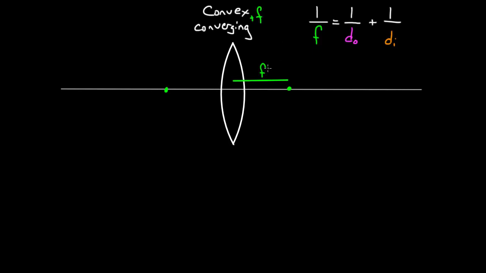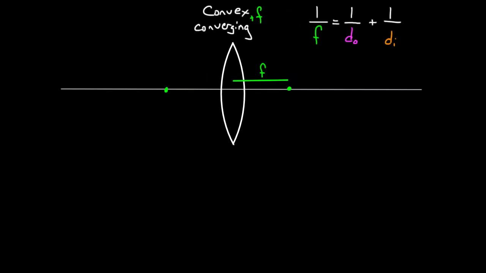So if this focal length right here was, say, 8 centimeters, we would plug in positive 8 centimeters. Doesn't matter. We could have measured on this side. This side will be 8 centimeters. We still plug in positive 8 centimeters into this focal length if it is a converging or a convex lens.